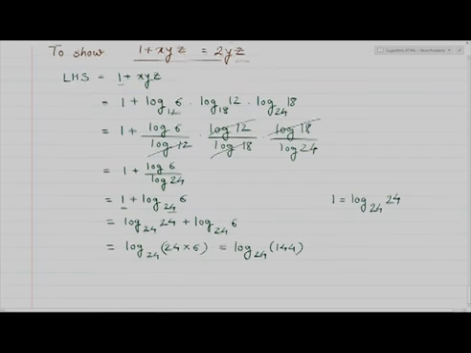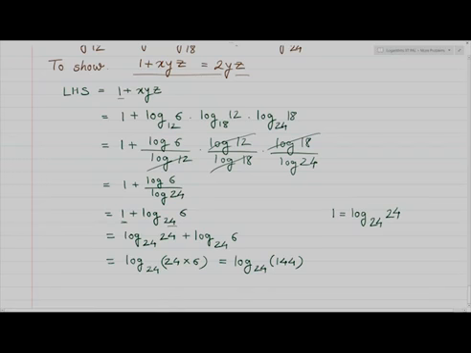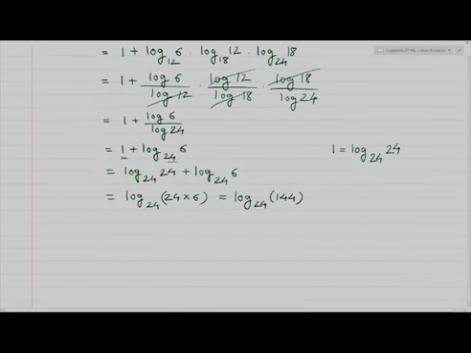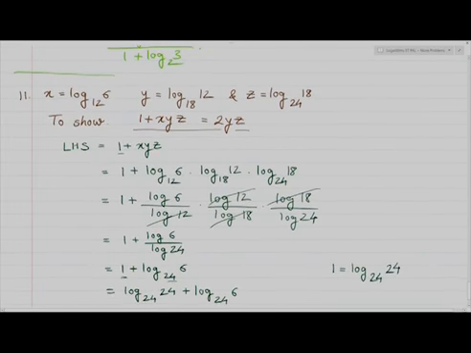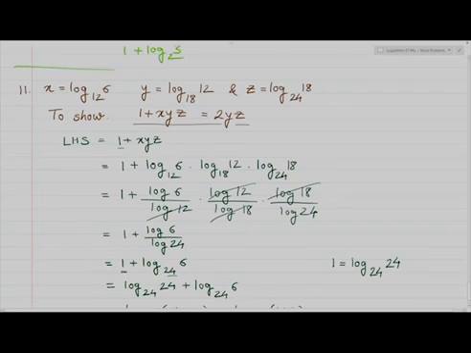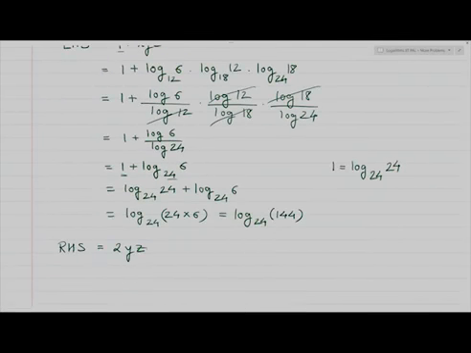Okay. Now, the other side, RHS, is 2 times YZ. So, let me do that also. I will start with RHS is equal to 2 times Y into Z. What was Y and Z? Y was log to the base 18 of 12 and Z was log to the base 24 of 18. This is equal to 2 times log to the base 18 of 12 and log to the base 24 of 18.